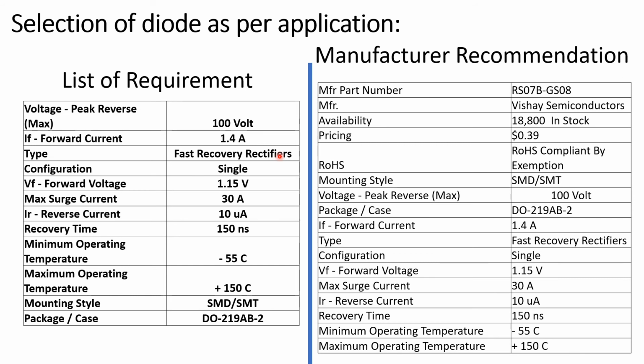So what does fast recovery mean? Fast recovery is nothing but your trr, the reverse recovery time we just saw previously. How much reverse recovery time does the particular diode take? General diodes take around 2 microseconds to 20 microseconds. But a fast recovery rectifier will take very much less, around 150 nanoseconds.